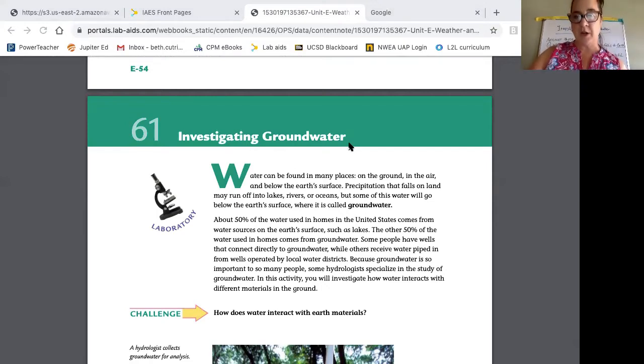About 50% of the water used in homes in the United States comes from water sources on the Earth's surface, such as lakes. 50% of the water in our homes is coming from lakes. The other 50% of the water comes from the groundwater, from this invisible water sinking into the ground. Some people have wells that connect directly to groundwater. I don't think we have a lot of wells around here in the city, but maybe some people in rural areas have wells. While others receive water piped in from wells operated by local water districts.